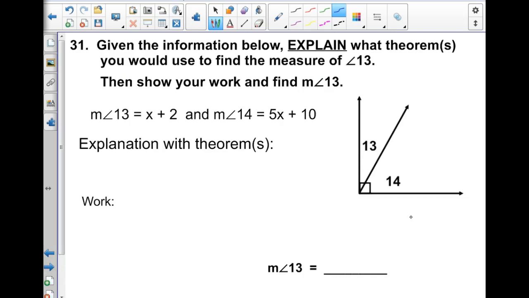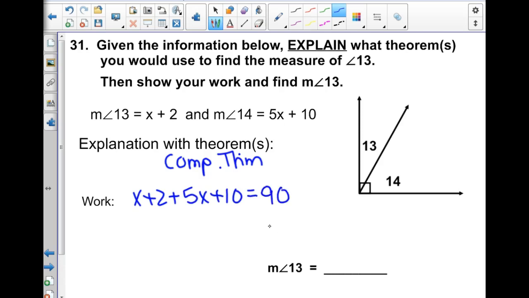Given the information below. Okay, look at the picture. We see a box, which means this is a right angle. So given the information, explain what theorem or theorems you would use to find the measure of angle 13. Then show your work and find the measure of angle 13. We're going to use the complements theorem because if two angles form a right angle, then they are complementary. So we're going to add up these angles, x plus 2 plus 5x plus 10, and say they equal 90.